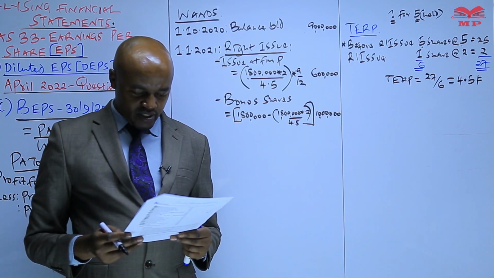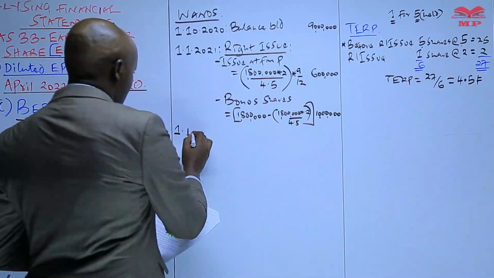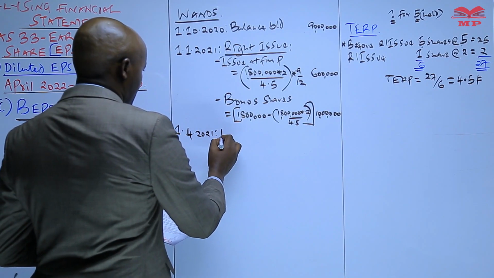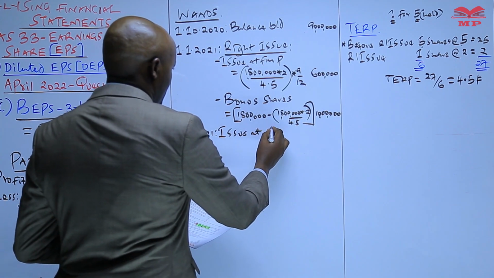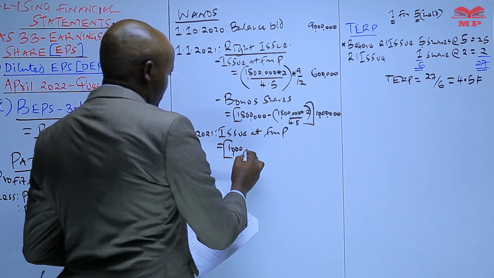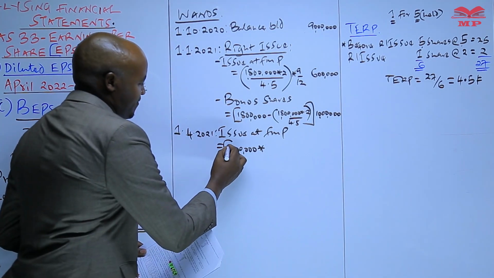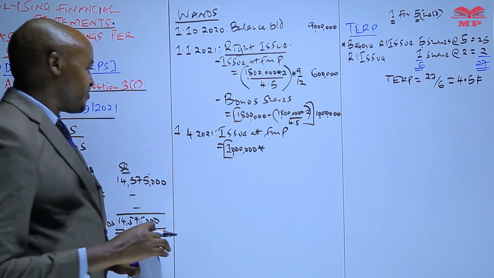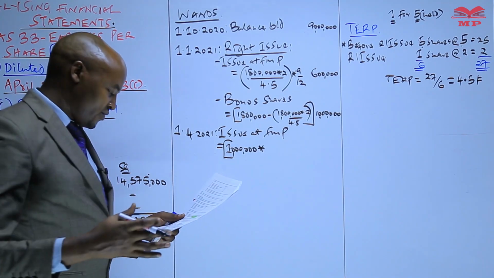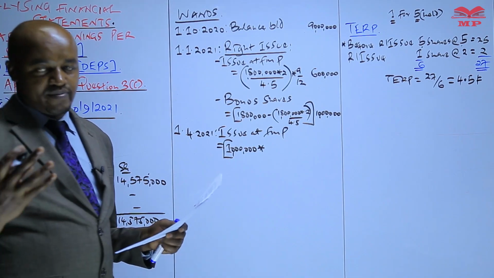So let's move to point number 2, and you're told on 1st of April 2021, the company issued 1 million ordinary shares at full market price. So on 1st of April 2021, we say there was an issue at a full market price. So how many shares were issued? 1 million. So what we just need to do to these shares issued at full market price is weigh them on time basis for the period they were held. We multiply them with the proportion of time they were held. They were held from 1st April 2021 to 30th September 2021. Automatically, those are 6 months.